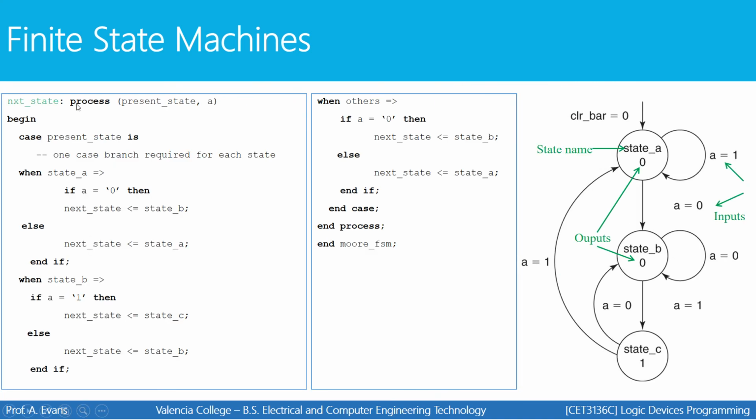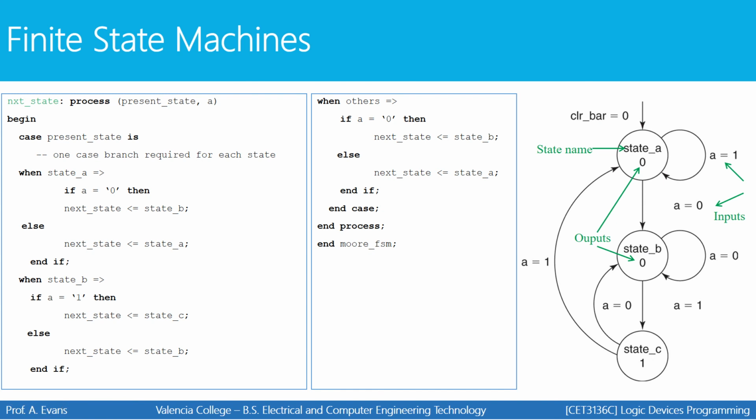Our next state process is going to determine what the next state is based on the present state and input A. So we have a case statement where we look at the present state. If we're in state A, we use our diagram to determine what should happen next. If A is a 0, we move to state B. Otherwise, we stay in state A. If our present state is state B, we determine what happens based on our diagram. If the input is a 1, we go to state C. Otherwise, we go back to state B.